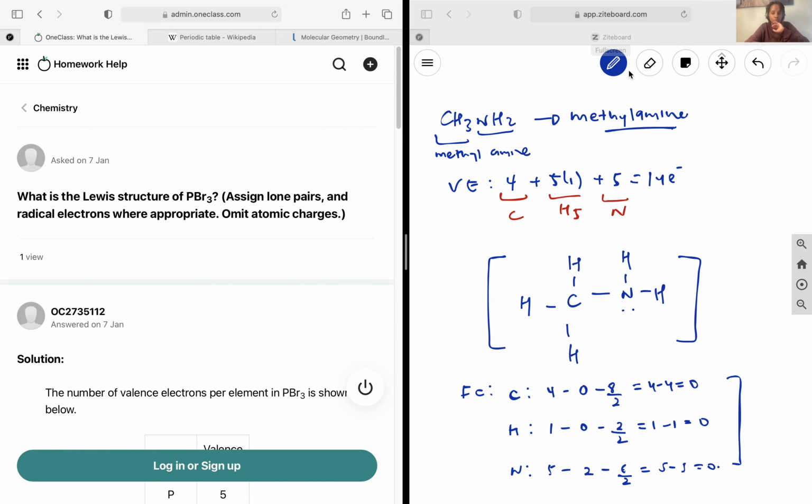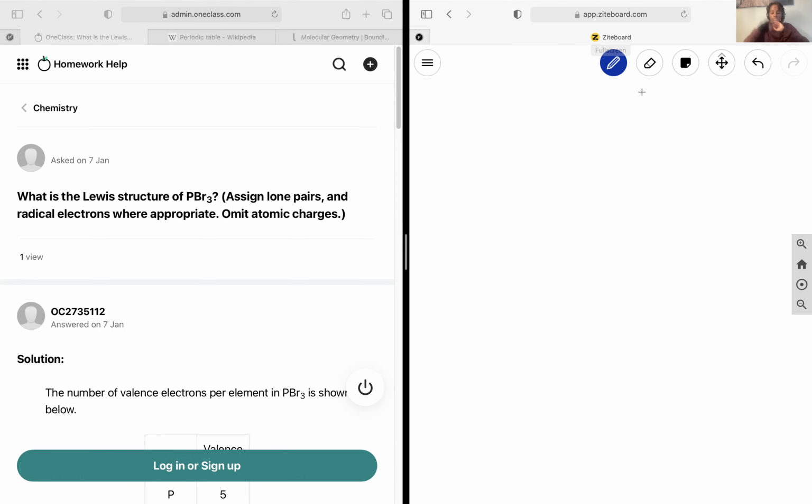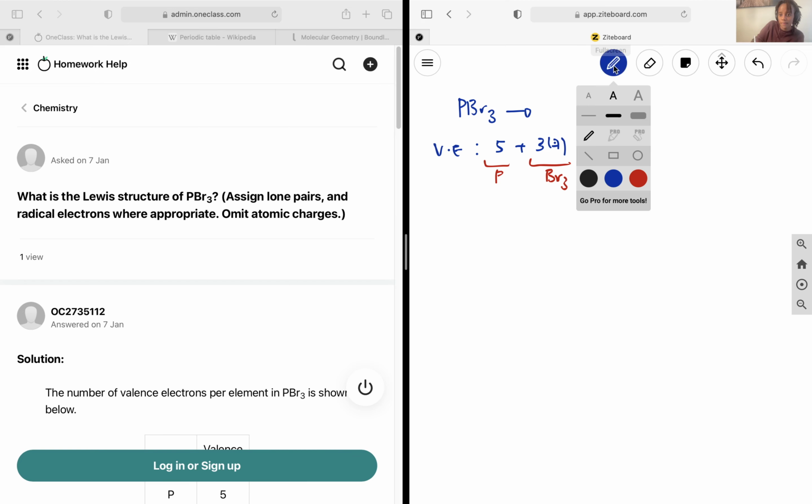On to our next question. We are asked for the Lewis structure of PBr3. Let's begin by counting our valence electrons. We will have 5 from the phosphorus and 3 by 7 from the bromine. We can, as usual, name these phosphorus, Br3. And this will give us 21 plus 5, which is 26 electrons to play with.